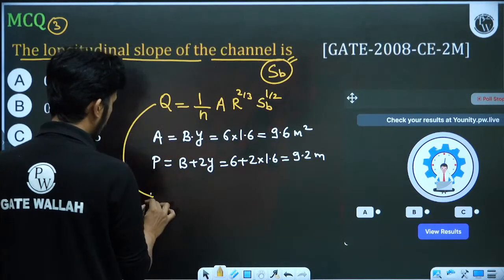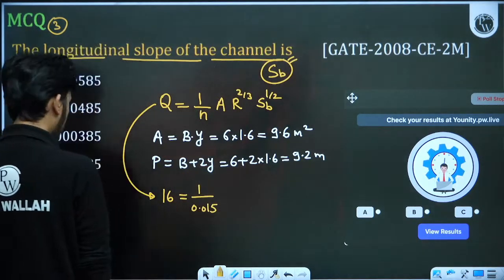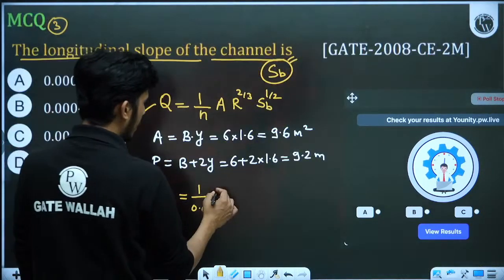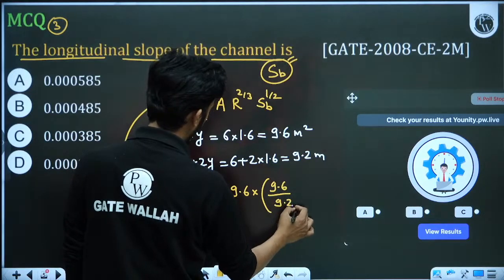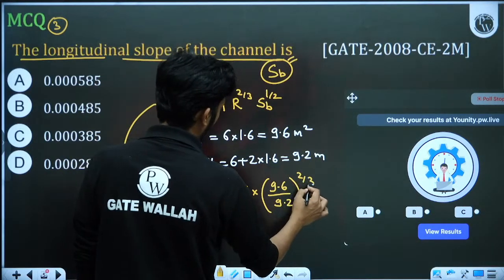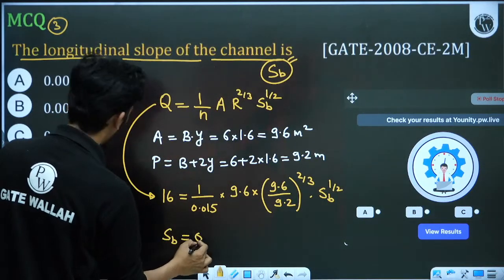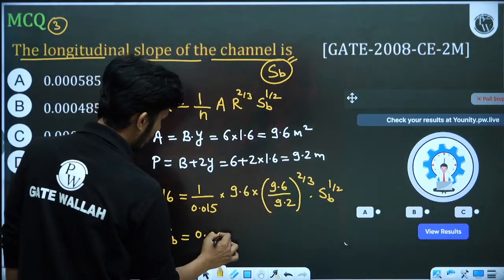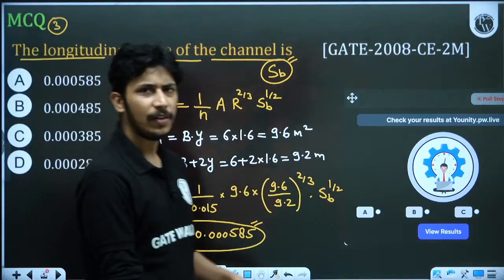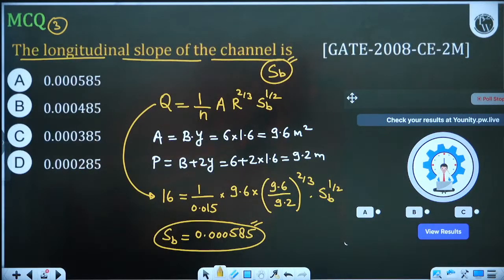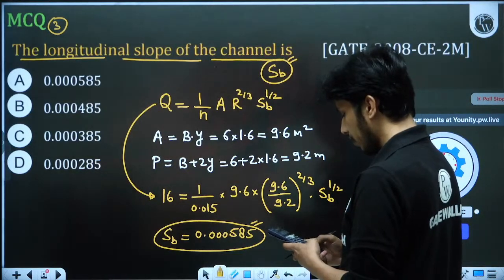From this equation we will write down 16 is equal to 1 upon 0.015. Is it correct? 16 is the Q and n is 0.015. Yes. Into area. Area is 9.6 into A by P, 9.6 upon 9.2, raised to power 2 by 3 into SB raised to power 1 by 2. When you calculate SB from here, you will get 0.000585. I have checked this in my calculator, but I will check this in front of you also.